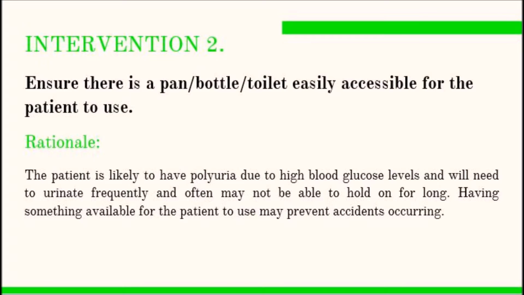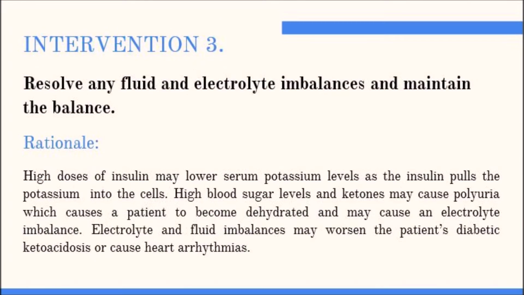Ensure there is a pen or bottle or toilet easily accessible for the patient to use. Rationale: the patient is likely to have polyuria due to high blood glucose levels and will need to urinate frequently, and often may not be able to hold on for long. Having something available for the patient to use may prevent accidents occurring.